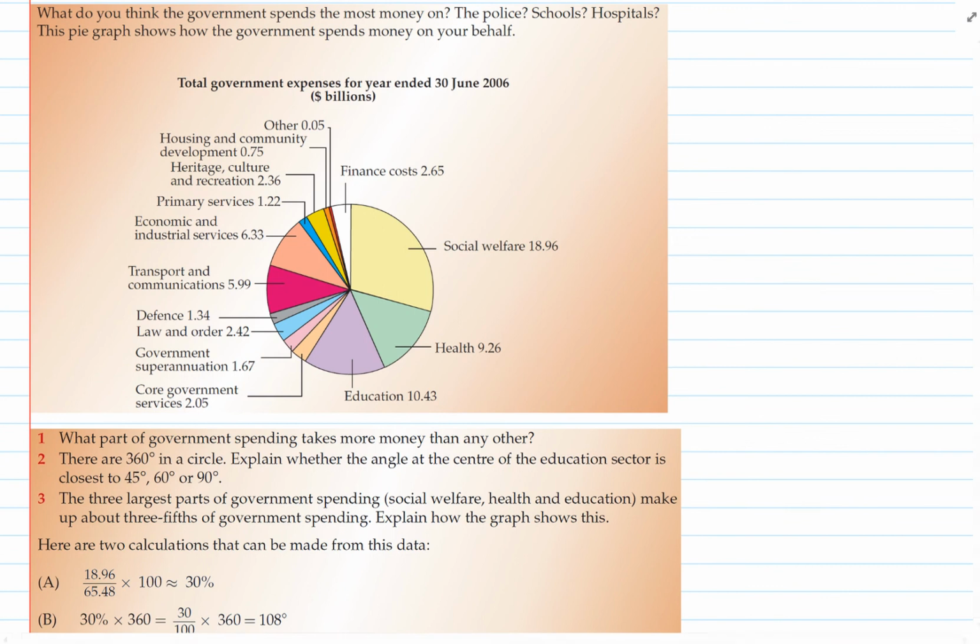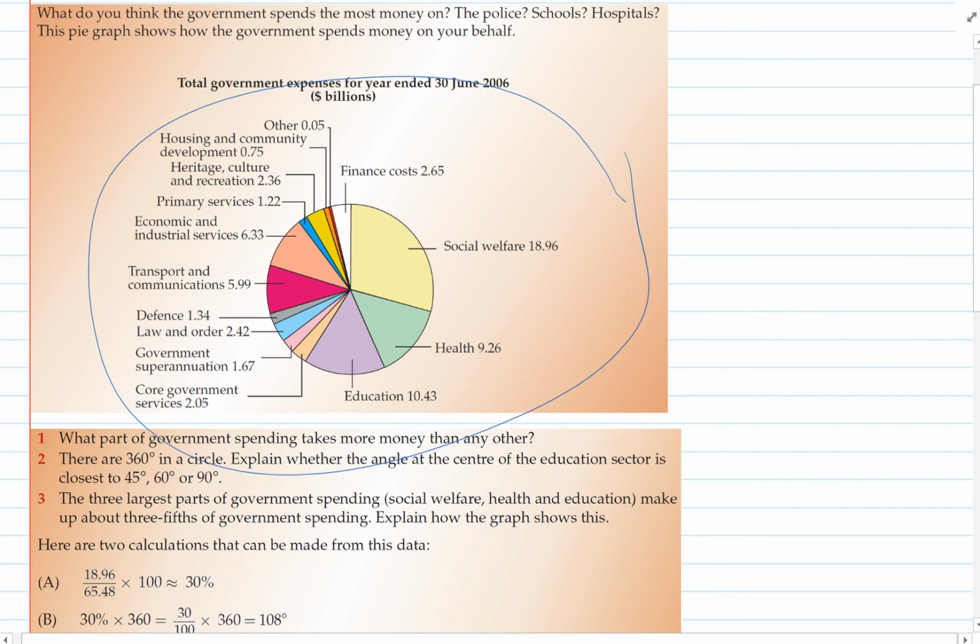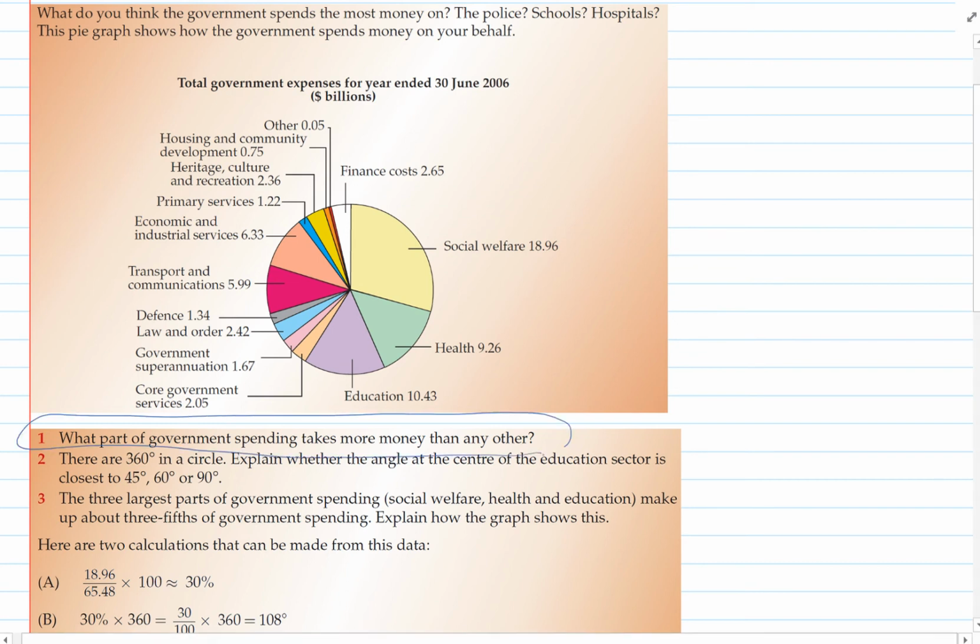So I have a pie graph underneath with a few questions to ask, and this is basically a pie graph explaining the government spending in the year to 30th of June 2006. So the first question here is asking us, what part of government spending takes more money than any other?